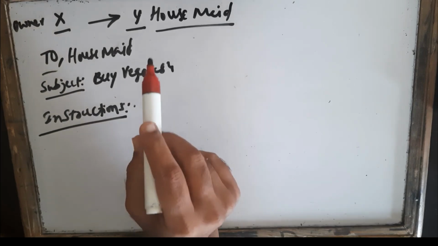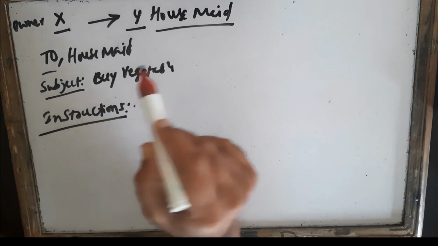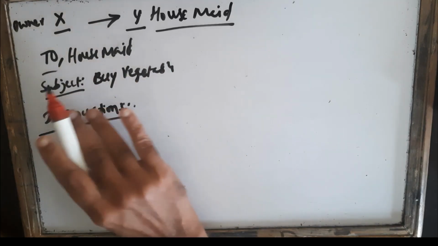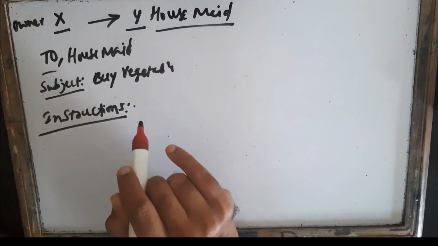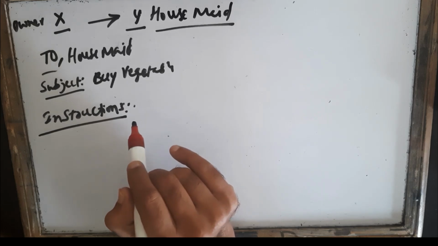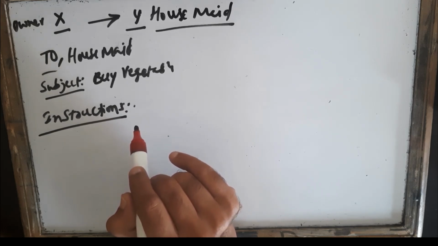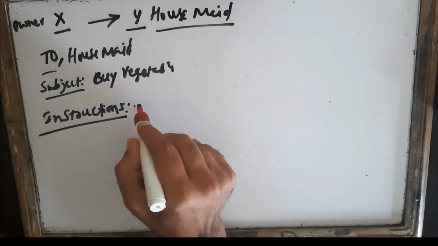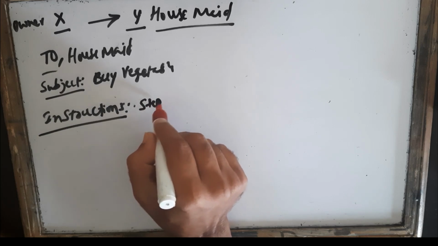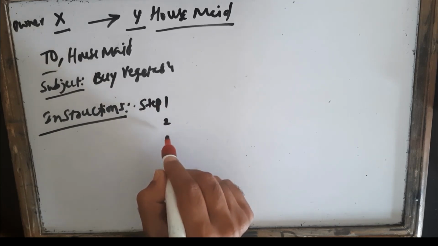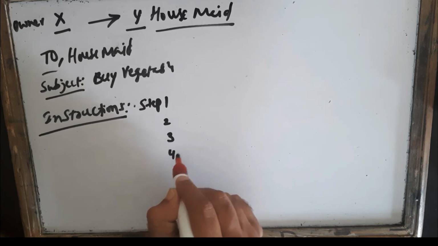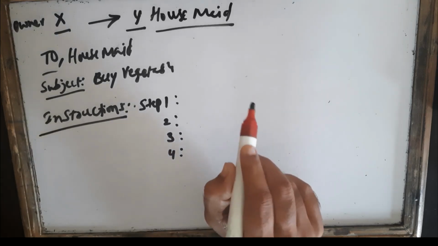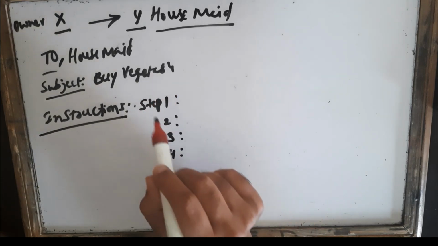So like this. So this is a general example. In English language, we write this information to housemate. What task needs to be done from the housemate. So we write instructions, something like this, maybe step 1, step 2, step 3, step 4, and we write all these steps needs to be executed by housemate to buy a vegetable.